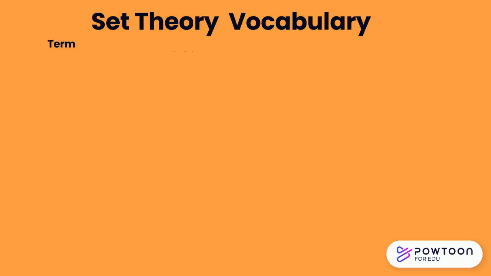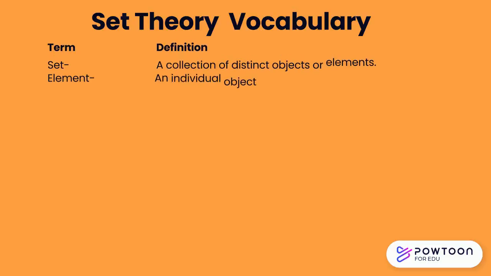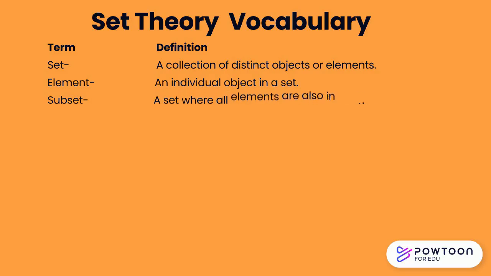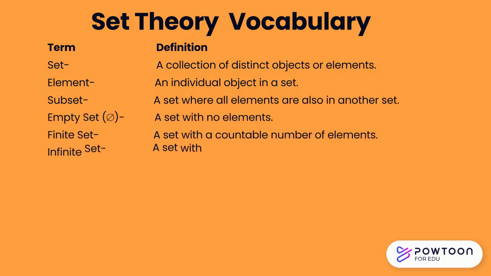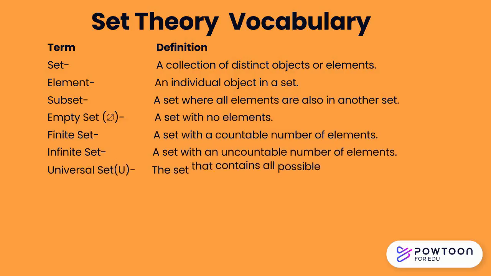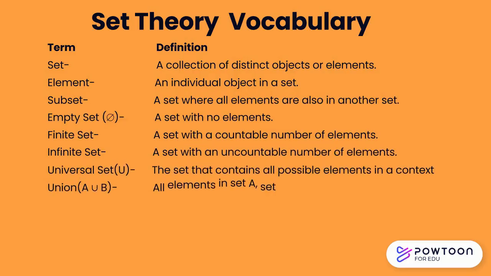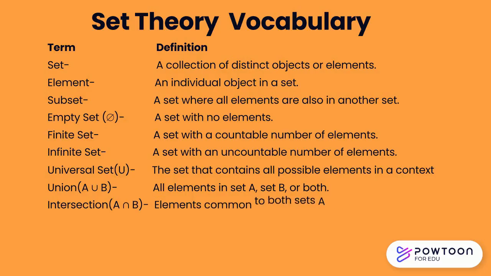Set is a collection of distinct objects or elements. Element is an individual object in a set. Subset is a set where all elements are also in another set. Empty set is a set with no elements. Finite set is a set with a countable number of elements. Infinite set is a set with an uncountable number of elements. Universal set is when the set contains all possible elements in a context.